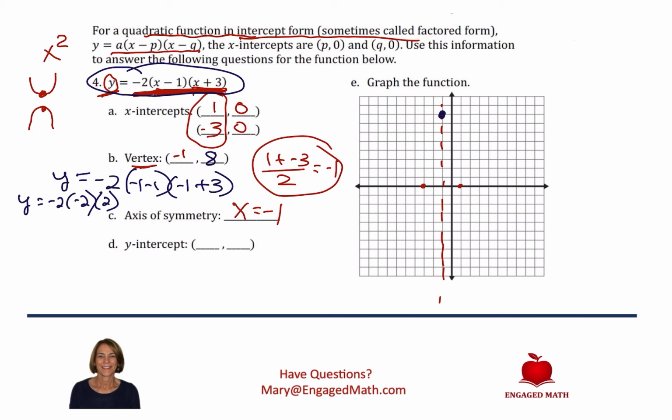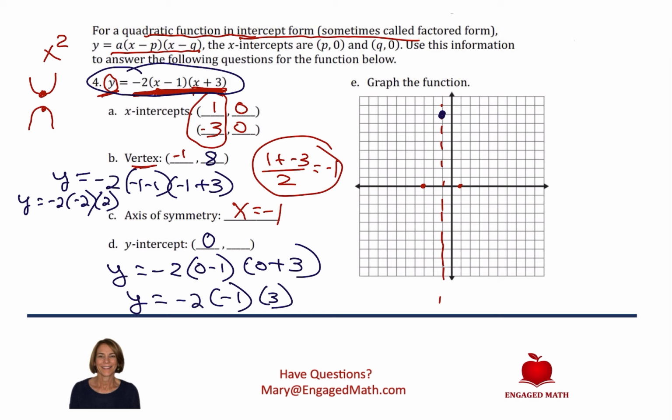But in this problem, they're also asking us for the y-intercept. So let's find it. We know that to have a y-intercept, x is 0. It's the only way we're going to end up on the y-axis. So let's go back because this is a great habit to be in. The way you find the y, just like we did in part B to find the y-coordinate of the vertex, is to put 0 in for x. So we have y equals -2 times 0 minus 1 times 0 plus 3. And that's going to give us y equals -2 times -1 times +3, which is going to give us a +6. So we know that the y-intercept is at 0, 6.